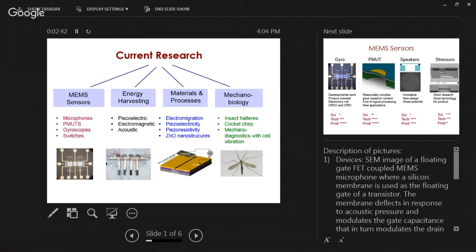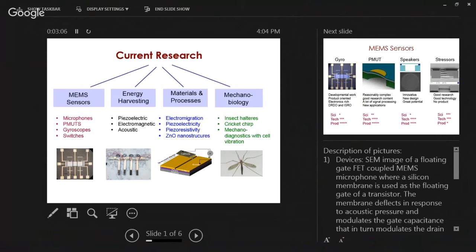I also work on gyroscopes and accelerometers and switches. These are acceleration-based mechanical switches for enabling some event or the other. Mostly, this is used in defense.